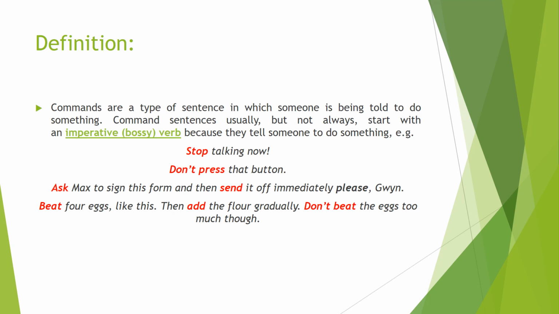A command usually comes or appears for us in the form of a sentence, and the meaning of this sentence is to tell the addressee what to do. They say here in this definition that usually, but not always, as we are going to say, commands in English start with a verb, a very simple verb, or the base form of the verb. For example, stop talking now. So the verb here that this sentence starts with is stop.